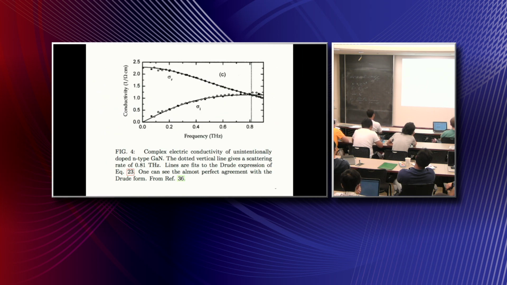in the simple conducting cases, this very, very simple derivation works amazingly well. So this is time domain terahertz spectroscopy of n-type doped gallium nitride. So just a very, very simple semiconductor. The dots are experimental data measured, you can see, in the sub-terahertz range. The real and imaginary parts of the conductivity fit the data exquisitely well.